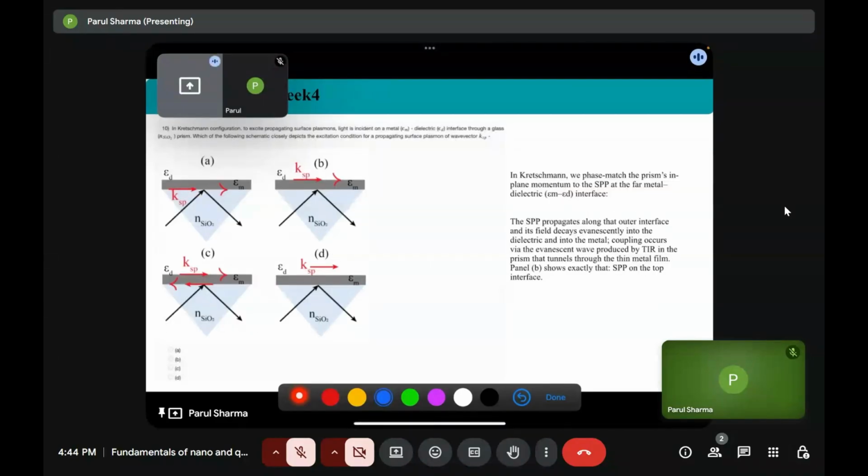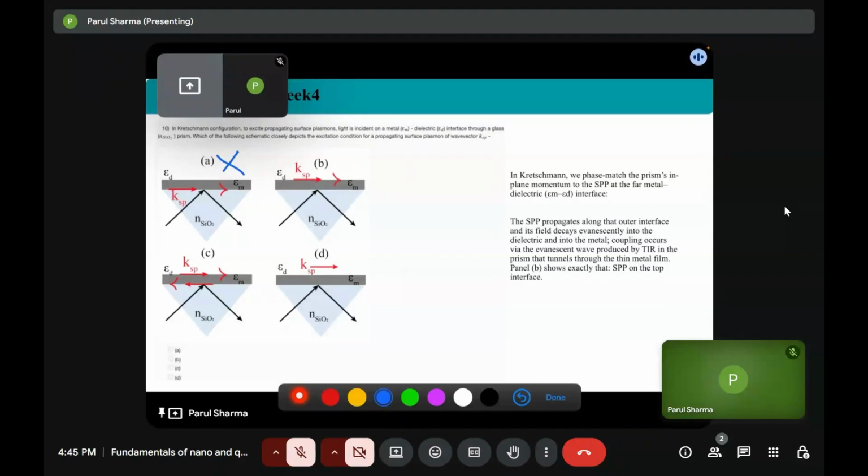Next question: a configuration to excite propagating plasmons at the metal dielectric interface through a glass prism. Which of the following schematics depicts the excitation condition for a propagating surface plasmon wave? You can see the four figures A, B, C, D. In figure A, the plasmon wave is propagating on the inner surface. We are talking about the surface plasmon polariton, so it should be the outer surface.